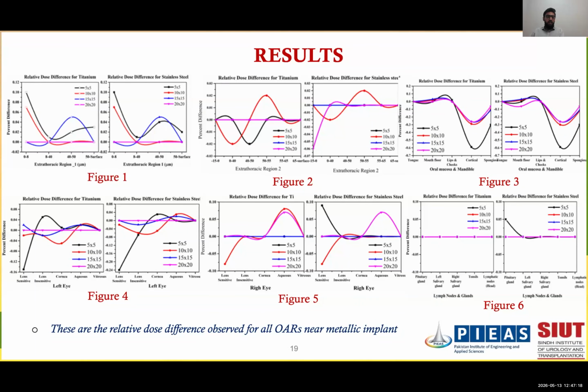To give an idea, I will explain a single graph in between. For example, if we see the oral mucosa and the mandible region, there is a cortical and spongiosa part, that is the bony part, while the other two, the tongue and the mouth floor, are basically soft tissue. So it means that for a 5 cross 5 field size, the field size is small in comparison to the 20 cross 20 centimeter.